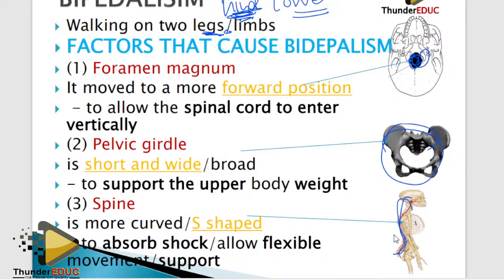S shape allows flexibility. I explained this very well. The pelvic girdle is short and wider to support the upper weight. The position of the foramen magnum is in a forward position to allow the spine to connect vertically.